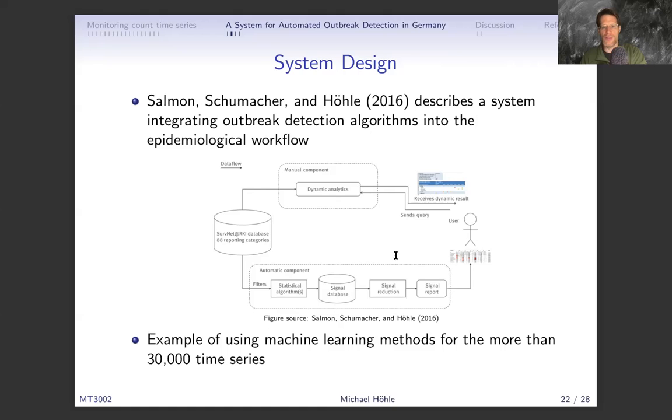And here we have the signal detection report component, which runs once a week. Here we have our big SQL database with all the case reports for the 88 reporting categories. Some of them have zero-var information, so you can do all kinds of strata for that. And the tricky component is what statistical algorithm to use.